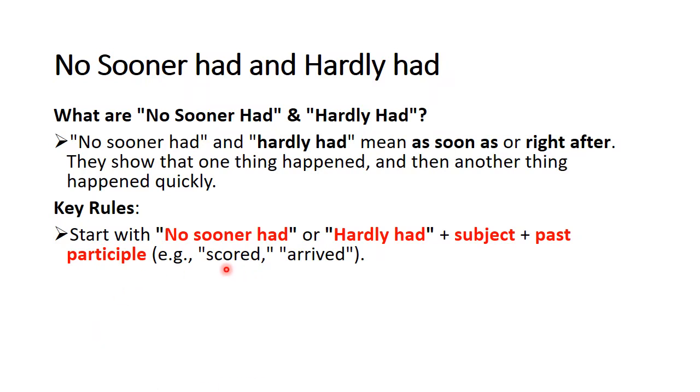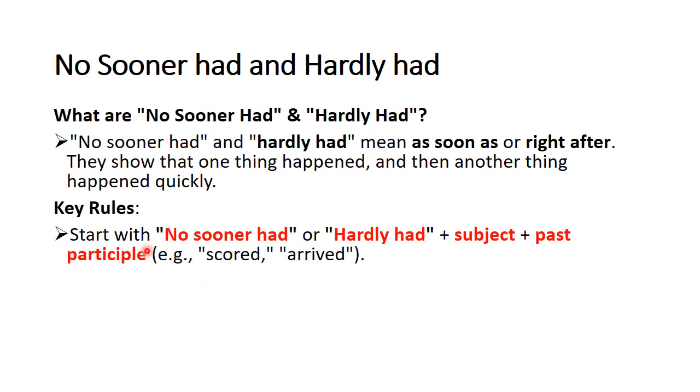However, there are some verbs whose past tense and past participle are the same. For example, score. The past tense of score and the past participle of score is scored. Same as arrive. In fact, for most verbs the past tense and past participle are the same, but there are some such as take, eat, go. The past tense and the past participle are different.